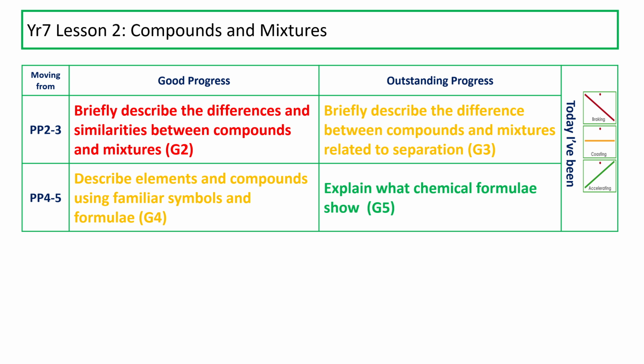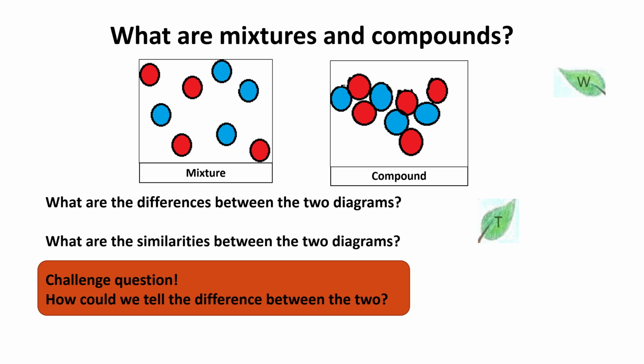Now, pause the video and read the lesson objectives. And then we need to go on to the difference between elements, mixtures, and compounds, because that's today's lesson. Now, if you look at the diagrams, what's the difference between the two? Hopefully, you can see that in the left diagram, the space between all of these atoms. Each one of these circles represents an atom. The colour means that it's a different type of atom.